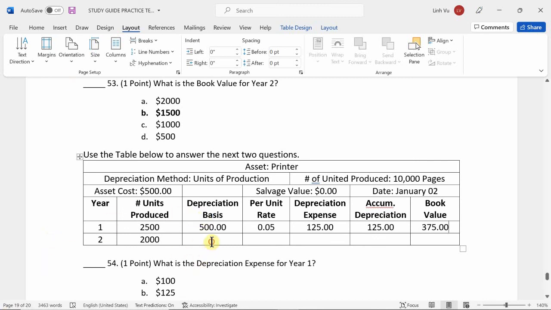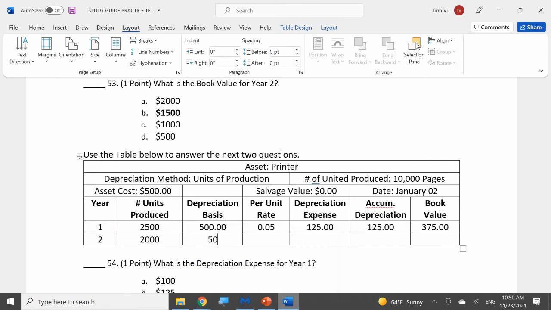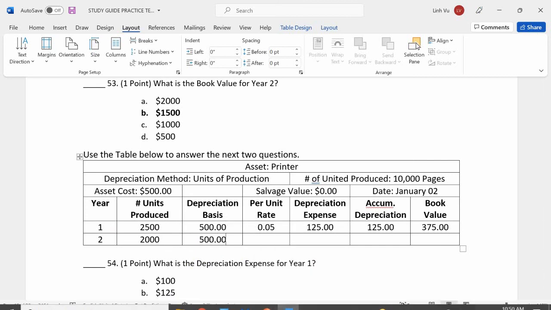What's my depreciation basis going to be? 500. It's going to be the same 500. What about my per unit rate? 0.05. It's also going to be the same, 0.05.